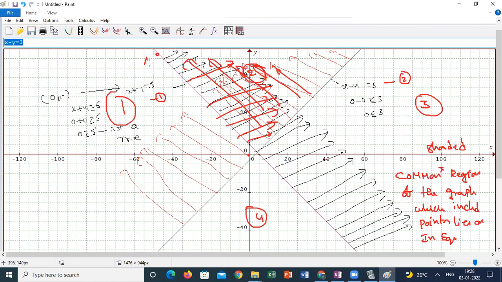You can take some point A, this intersection is E, and this is B. You can say the points on the part of AE and EB, as well as the common shaded region of these two lines, is the solution set of this system of linear inequalities.